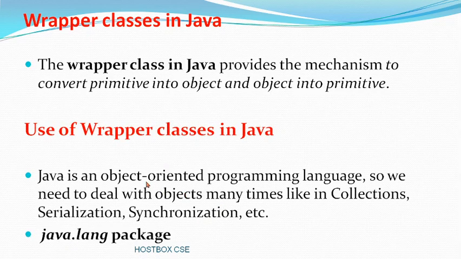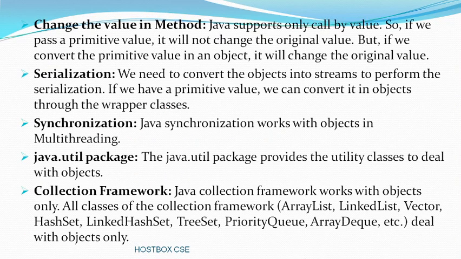Before seeing these 8 classes in table format, let's go through the uses. The first usage is changing the value in a method, the second is serialization, the third is synchronization, the fourth is the java.util package, followed by another one, the collection framework. First one is changing the value in a method.